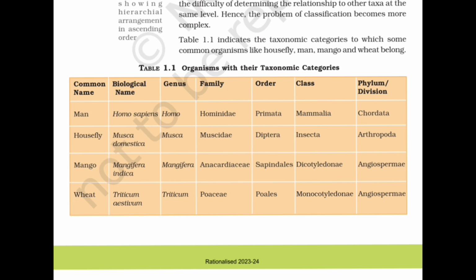We did it. We are almost at the end of the lesson. And this table is very, very important, from the board point of view, NEET point of view, entrance exam point of view, common sense point of view. The only thing you have to keep in mind is man. Yours and mine biological name are the same: Homo sapiens, genus Homo, family Hominidae, order Primata, class Mammalia, phylum Chordata. Housefly, the biological name Musca domestica, family Muscidae, order Diptera, class Insecta, phylum Arthropoda. Like that, mango and wheat. Please make sure to learn this.